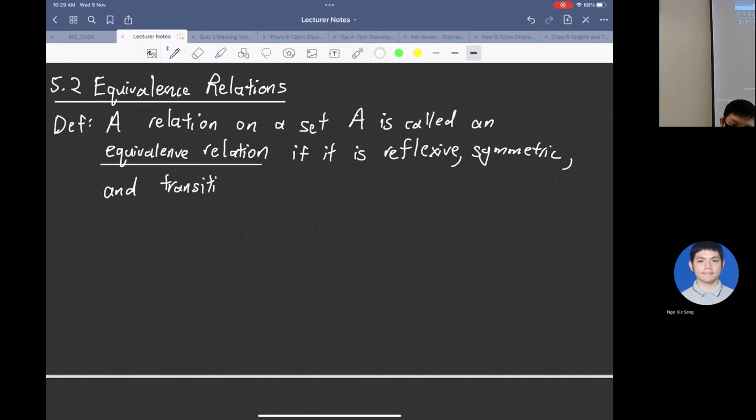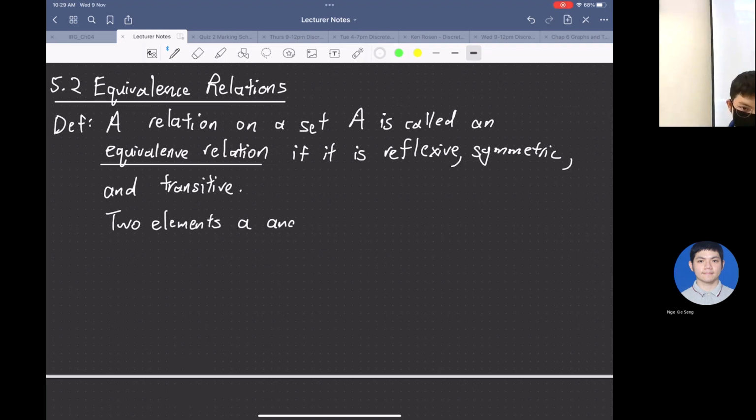Reflexive: you and yourself are in the relation. Symmetric: if (A, B) is in the relation, then (B, A) is in the relation. Transitive: if (A, B) and (B, C) are in the relation, then what? Then (A, C) is in the relation. Okay, good. Next.